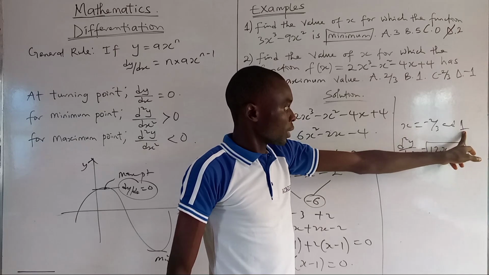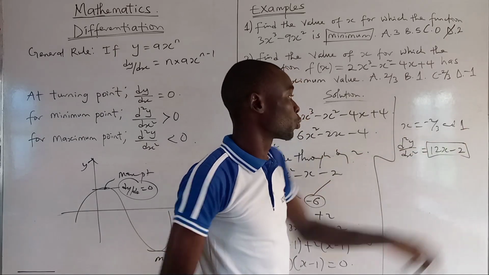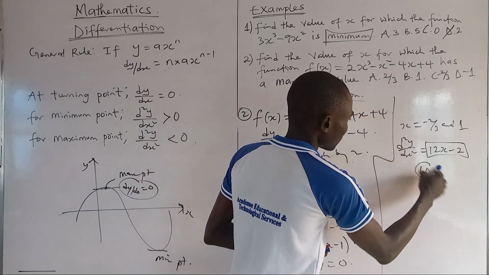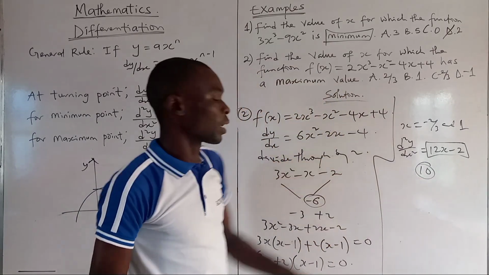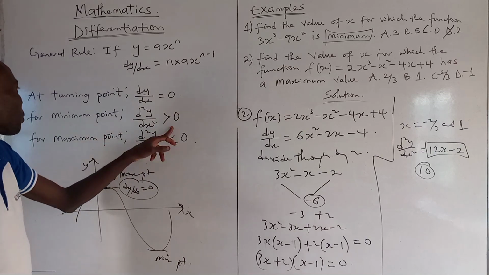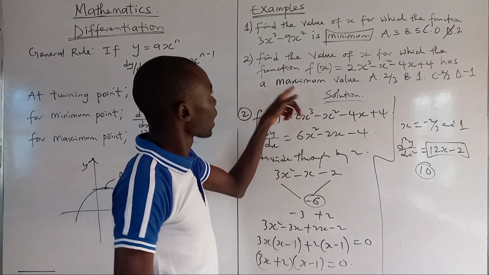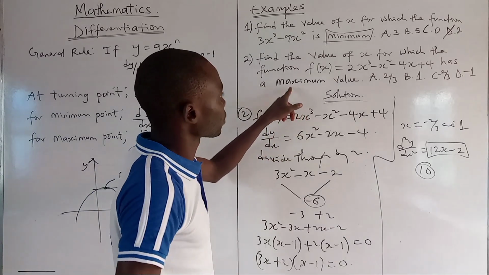If you put 1, for instance, this will be 12 times 1, which is 12. 12 minus 2 is 10, using 1. 10 is a number greater than 0. And when your second differential is greater than 0, that means it's a minimum point. And the question here is focusing on the maximum point.